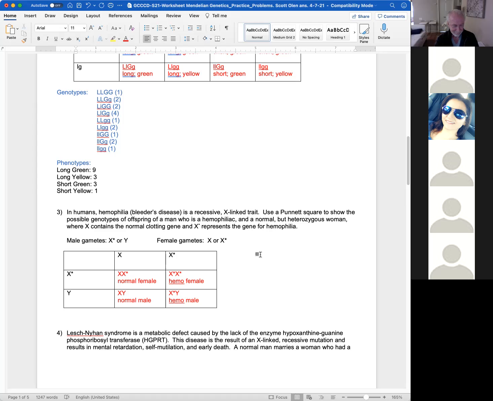You could say that normal is X subscript big H and X lowercase h if you wanted, but you frequently see it more conveniently written as just X, capital X, and X star, because in these types of problems, you're typically only tracking one thing. And so just having the asterisk is easier to write and quicker.